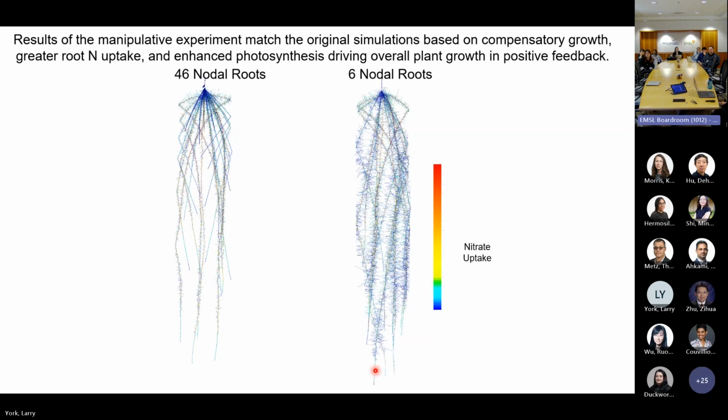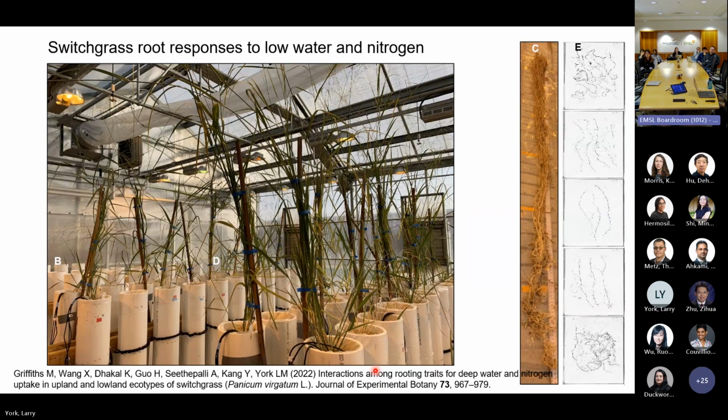So this is a case where this type of simulation experiment actually drove not only my own research, but other people's research who had done this in the field and verified it in diverse germplasm of maize. So the simulation came first is what I want to point out. I've done a similar experiment in switchgrass, but we didn't cut away roots.